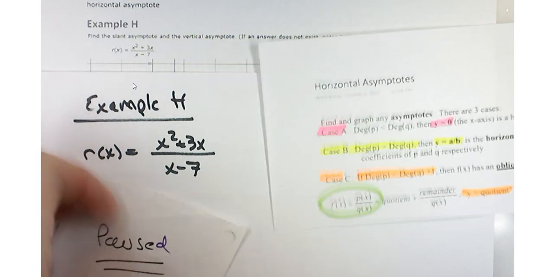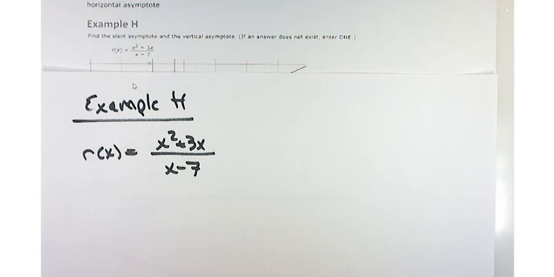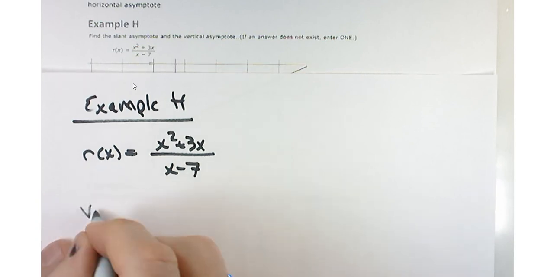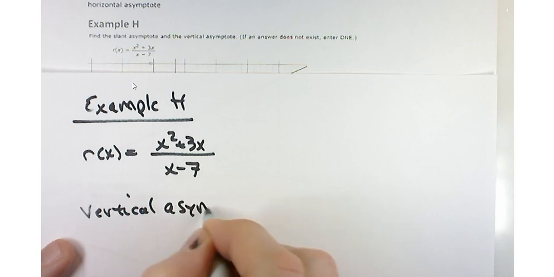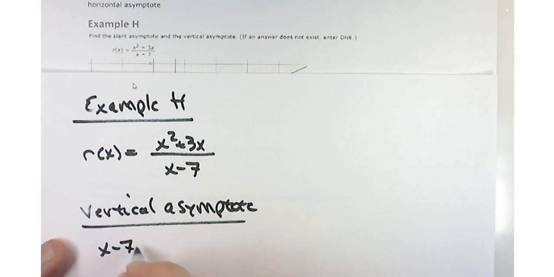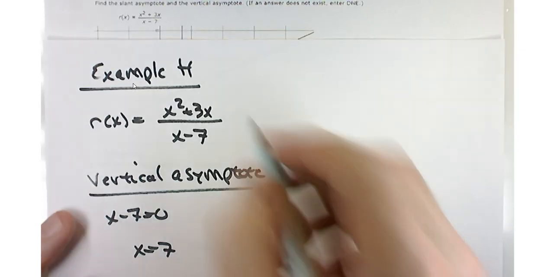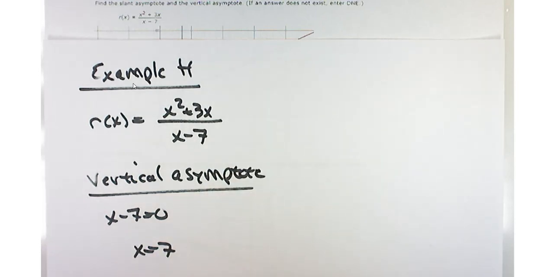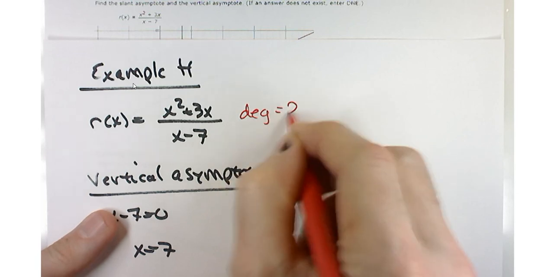Let's start with the easy part. In any test, get the easy points first, right? So quick easy point here. Hermine, how am I going to find the vertical asymptote? x minus 7 equals 0. Yep. All right, and that's going to happen when x equals 7. Great. Let's take a look at these things and notice that the degree of the numerator is 2.